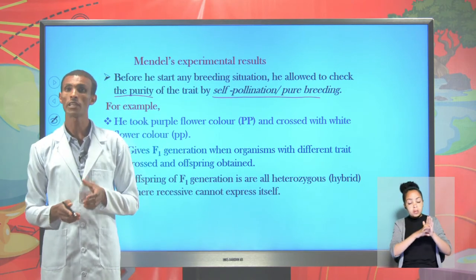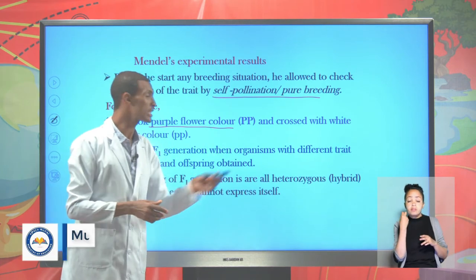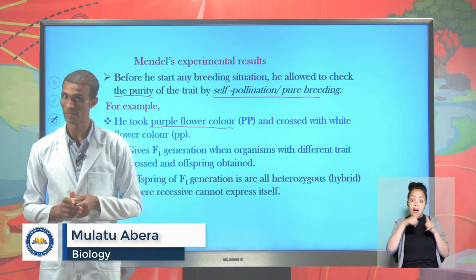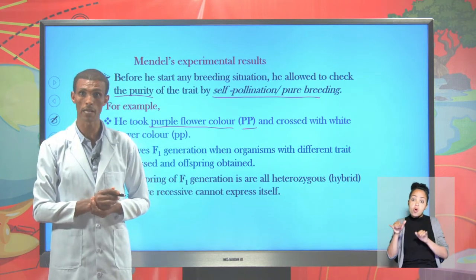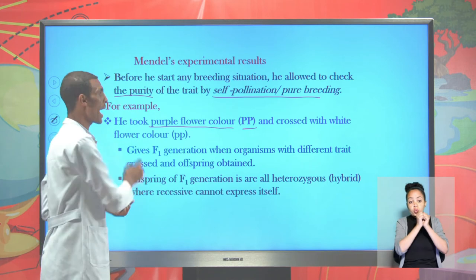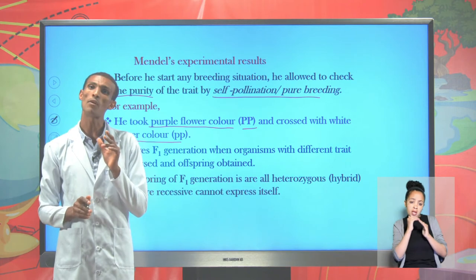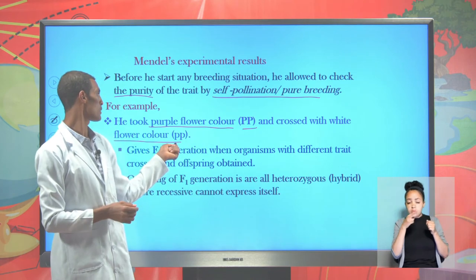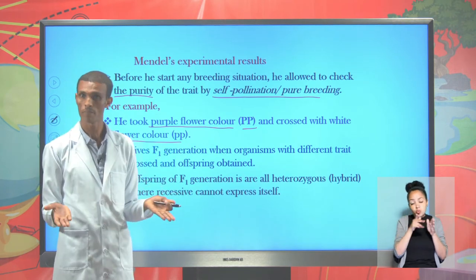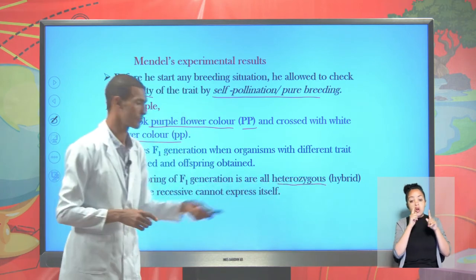For example, he took flower color, a purple flower represented by capital P capital P. Remember, students, homozygous capital P capital P is crossed with white, which is recessive, small p small p. We say it is monohybrid because one letter is capital P capital P, the other is small p small p, and our trait is flower color. After he crossed these, everything he obtained was heterozygous or hybrid.